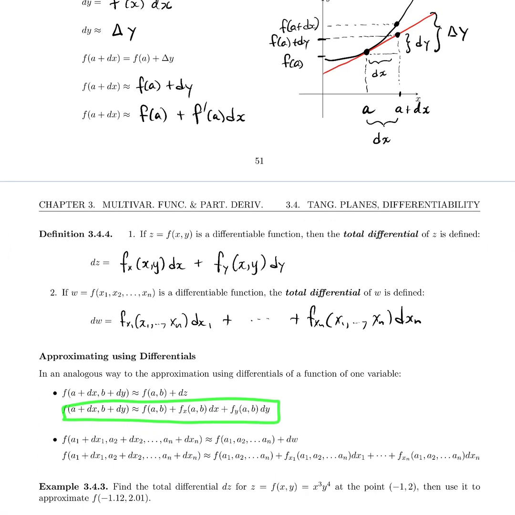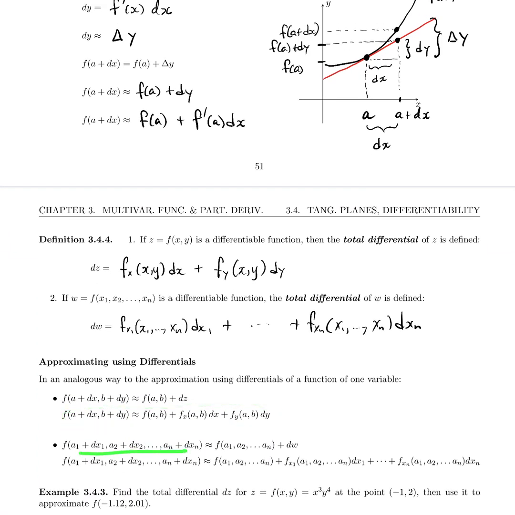And we can do the exact same thing for a function of n variables, where the function at a1 plus dx1, etc., up to an plus dxn is approximately the function value plus dw. Replacing dw by the total differential, we get this approximation for a function of n variables. In the next video, we will do a differential approximation for our function here, z is equal to f of x, y. So we'll be using the differential approximation for a function of two variables.